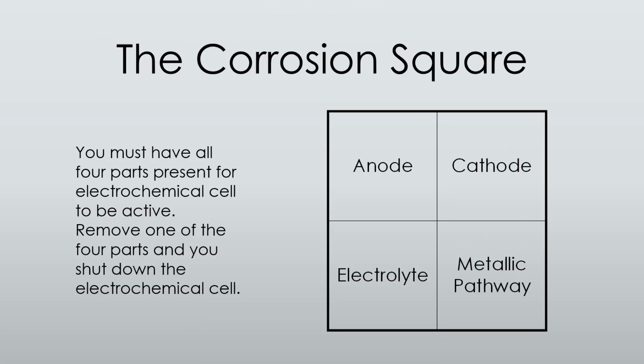ACME is an industry standard for trying to remember the parts of the electrochemical cell. This is something that I've come up with to try and have one more way as a memory tool to remember the parts. We have the corrosion square. So just like we have the fire triangle, we can have the corrosion square because we have 4 parts or elements of our electrochemical cell. And just like with the fire triangle, if you remove one of these 4 parts, you shut down the electrochemical cell. All parts must be present in order for the electrochemical cell to be active. Or you can also say for corrosion, for that oxidation reaction at the anode to be active.